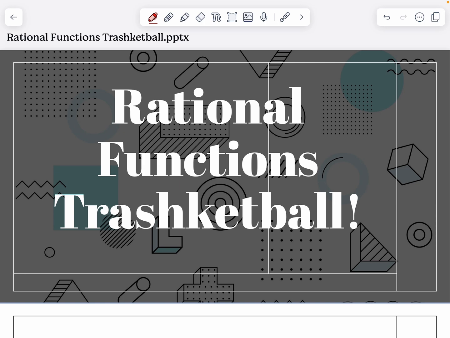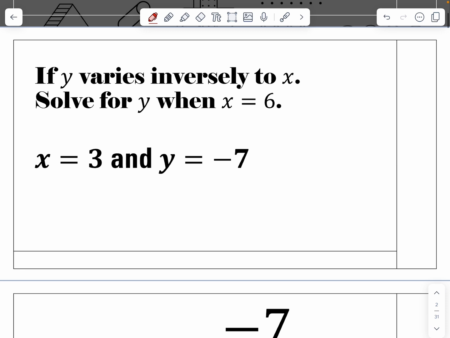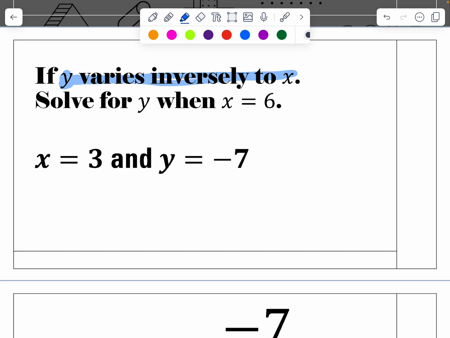So we're going to start with what we started with right after spring break, which was when we were talking about varying inversely. Okay, so when I say the phrase y varies inversely to x, what that means is I have some equation y is equal to some constant, again, a is just a number, over x. And this question is asking me to solve for y when x is 6. But first, I got to figure out what a is. I don't know what a is. It's a number, but that's all I know. So, using the information given, I'm going to solve for a.